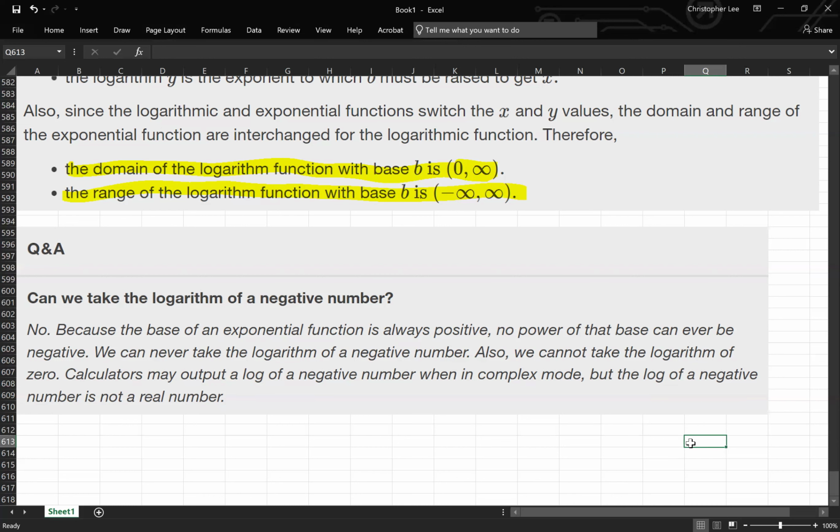Also, we cannot take the logarithm of 0. Calculators may output a log of a negative number when in complex mode, but the log of a negative number is not a real number. It's imaginary.